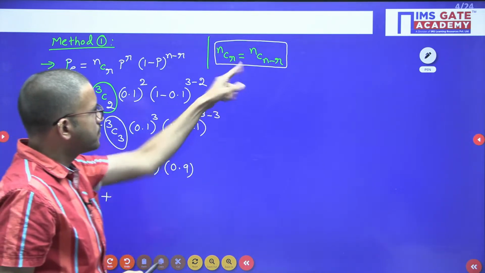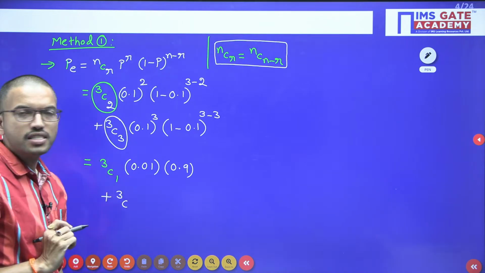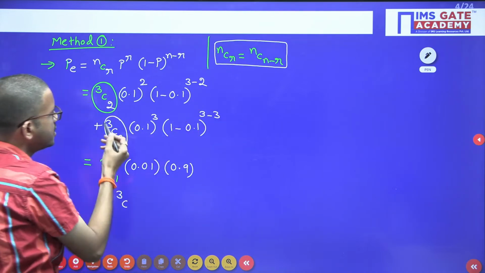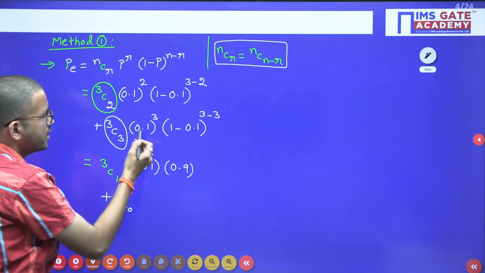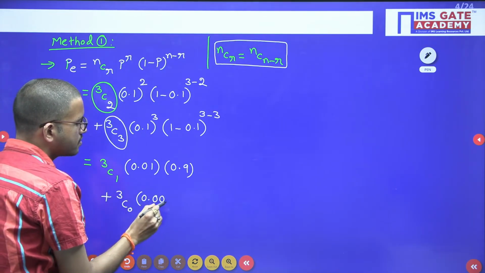Yes, it is very simple. The n value you can keep as it is, 3. The C also you can keep as it is. Here we are using n minus r. Here 3 minus 3 is nothing but 0. Then 0.1 whole cube is nothing but 0.001.